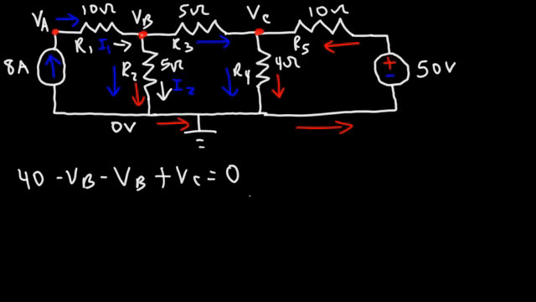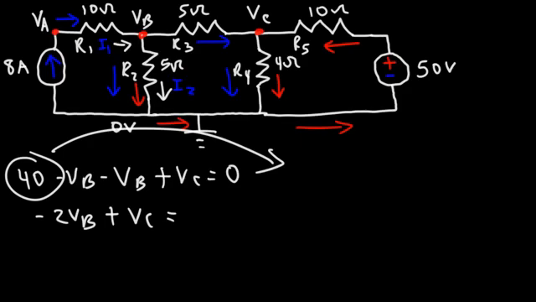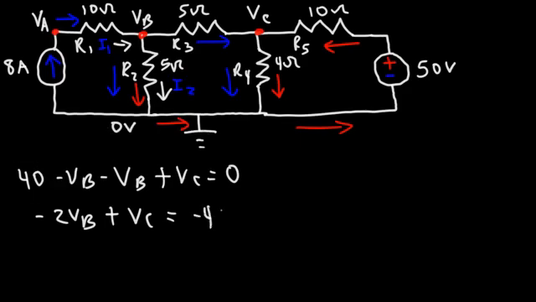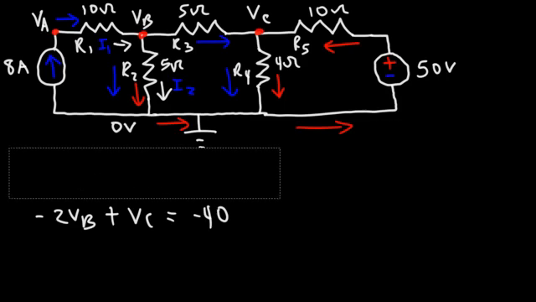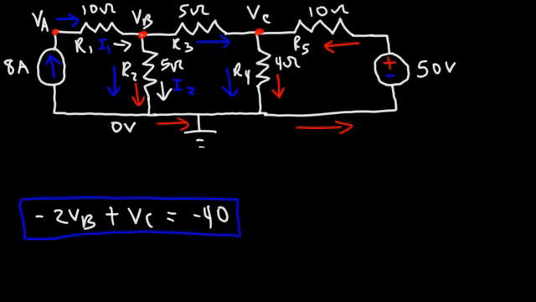Now let's combine like terms. Negative VB minus VB, that's negative 2VB. And then we have plus VC. I'm going to take the 40, which is positive on the left side, and move it to the right side, where it's going to be negative 40. Because what we're going to have is a system of equations. So using node B, we were able to write this equation. Now let's do something similar, but with node C.